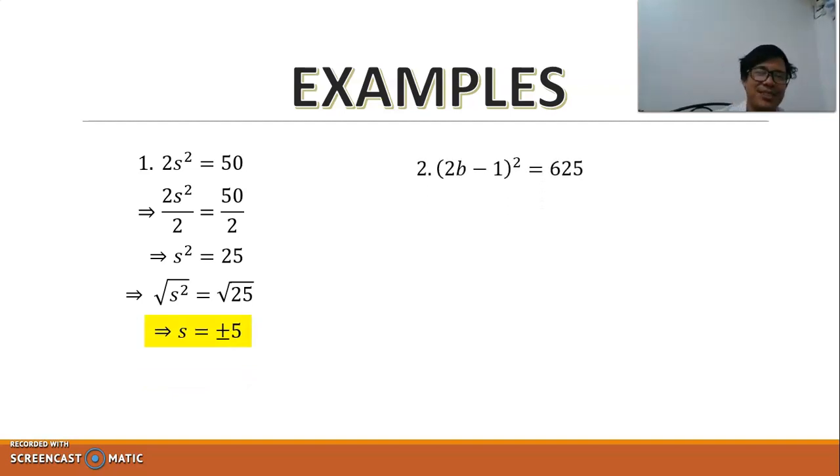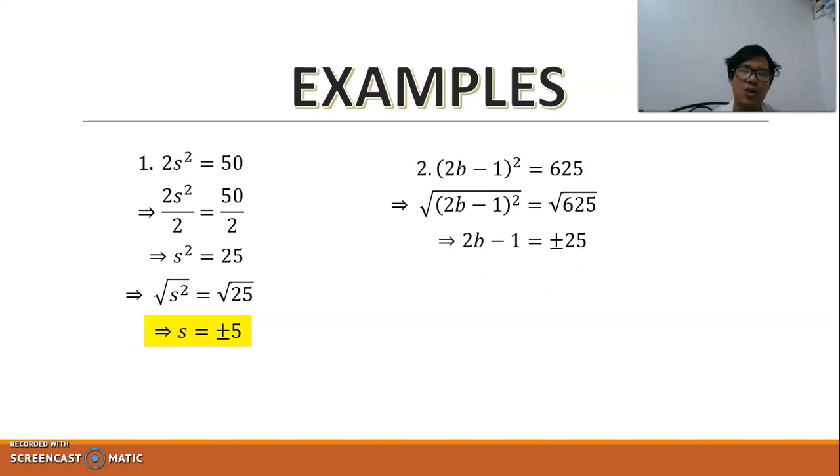Last example. What if the equation is like this? The quantity squared of 2b minus 1 is equal to 625. In this case, we can apply directly the extracting square root. So, we have square root of the quantity squared of 2b minus 1 equals square root of 625. So, the answer is 2b minus 1 equals positive and negative 25. Now, let us separate the two. Let us use positive 25 first, then negative 25. Let us equate it. Positive 25 first: 2b minus 1 equals 25.